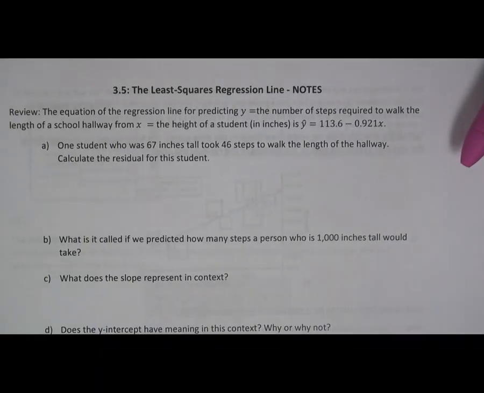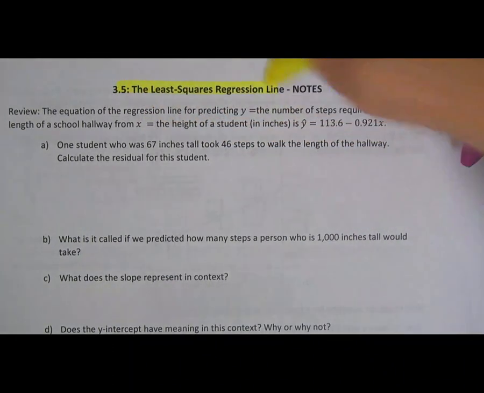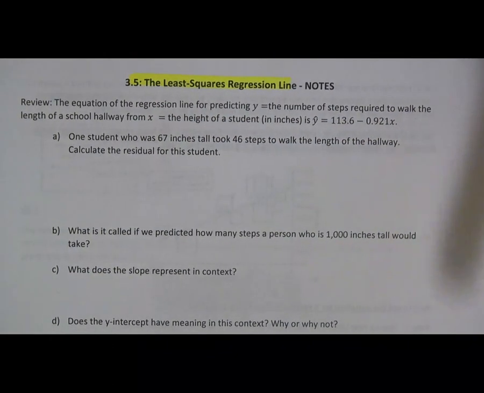Set of notes for the chapter. We're still talking about least squares regression lines. So today you're just going to learn where the least squares part of that comes from, but these are still trend lines, lines of best fit.